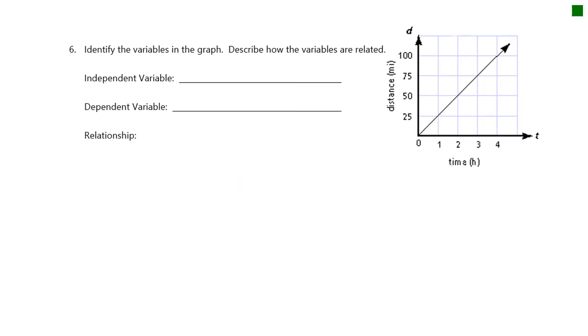Number 6. All we have to do is identify the variables. Again, I told you it's a review, and if you don't know it, pink and blue paper, please. What is the independent variable? The independent variable is always going to be the x-axis. Your dependent is always going to be the y-axis. On this one, the x-axis is talking about time. The dependent, which is the y, is talking about distance.